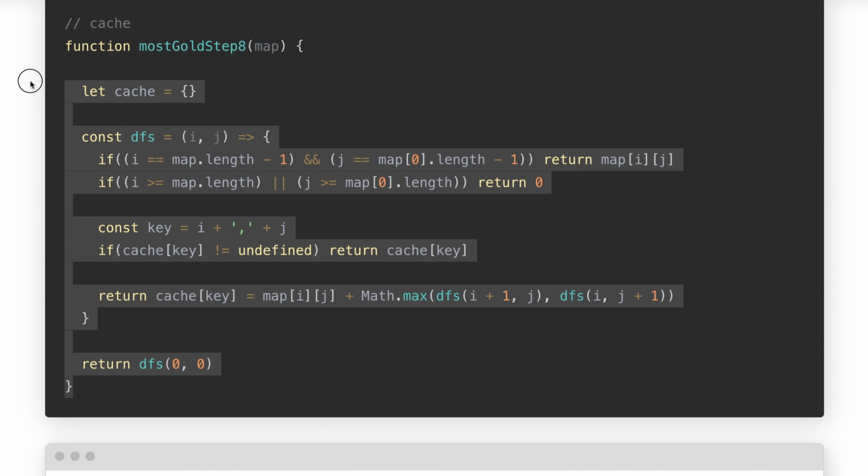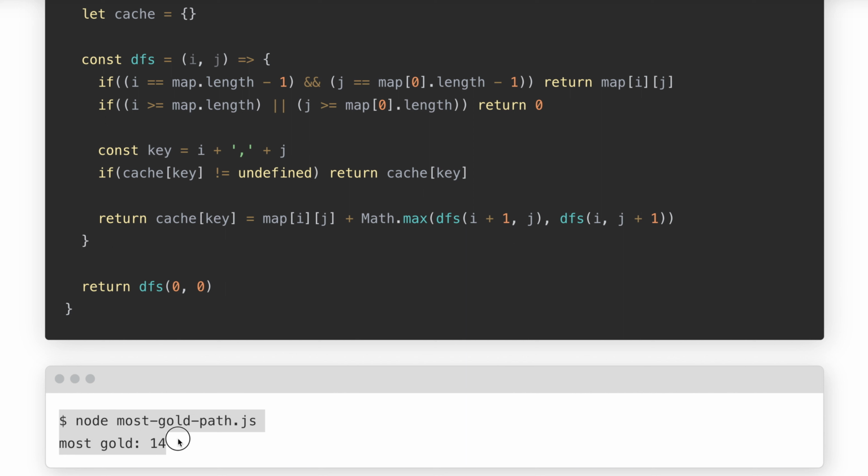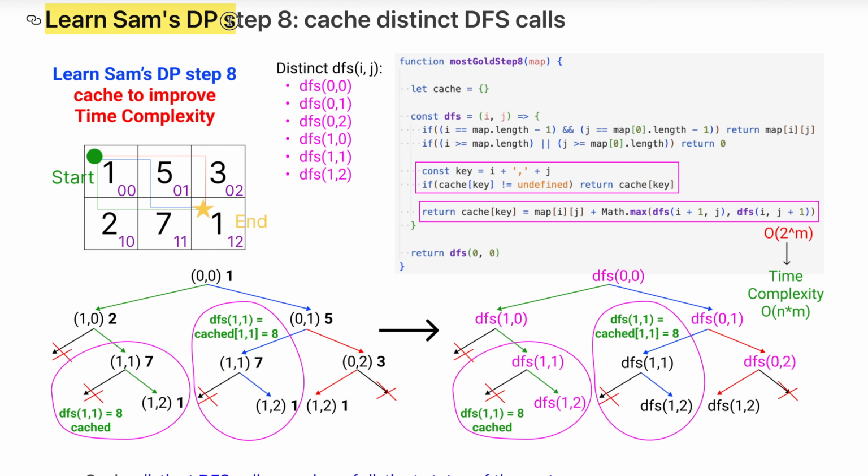Then if we run our code, the results stay the same. We still have the most gold of 14, but now the time complexity is much better. It's n multiplied by m, and it's in polynomial time. And with this caching step done, we're actually done solving the DP problem.